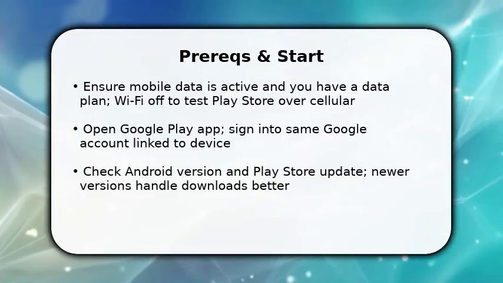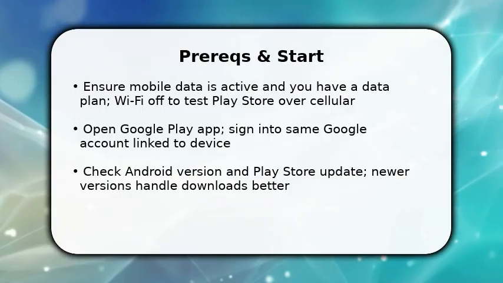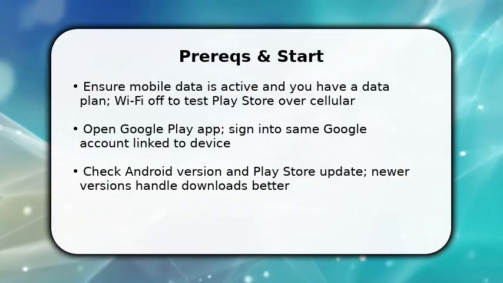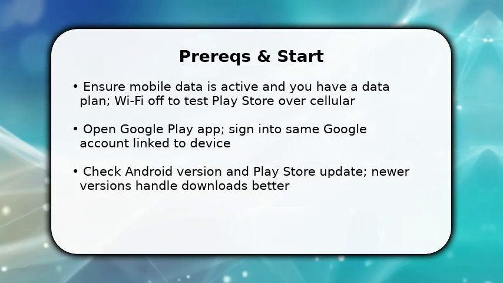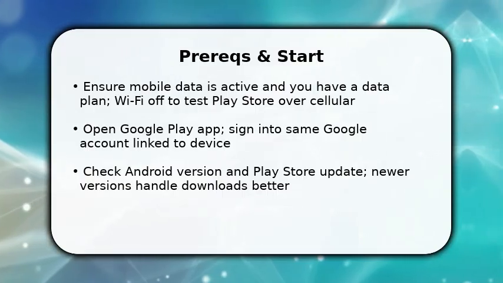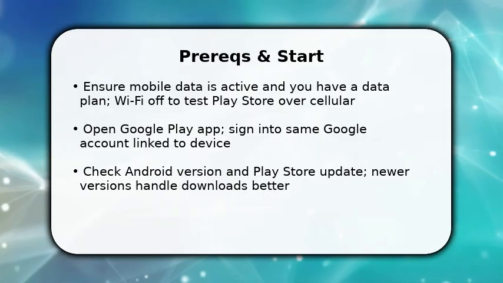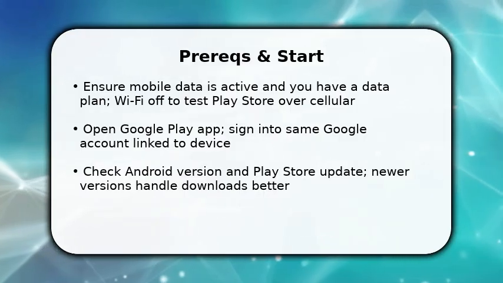You need mobile data and an active plan, so enable cellular now and disable Wi-Fi to force the Play Store onto mobile. Open the Google Play app and confirm you're signed into the correct Google account. This avoids permissions prompts later.